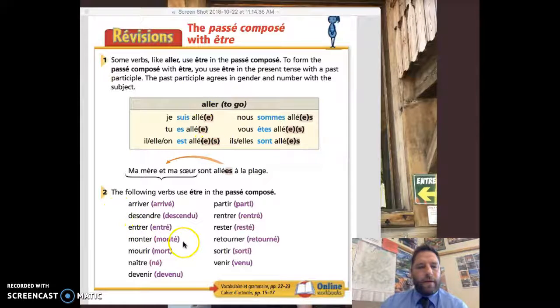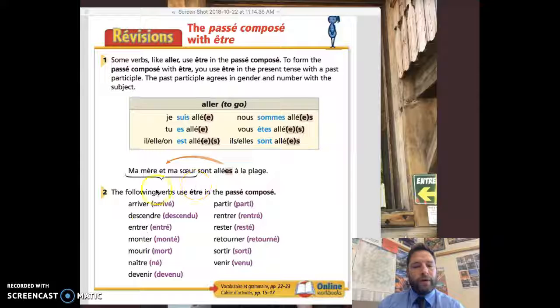In addition, they actually don't give you the definition for these, so I'll go over the definition real quick. Arriver is to arrive or happen. Descendre is to go down. Entrer is to enter. Monter is to climb or mount. Mourir is to die. Naître is to be born. Devenir is to become. Partir is to leave a large area, like a country or a state. Rentrer is to come back home or return. Rester is to stay. Retourner is to return. Sortir is to go out. And venir is to come.